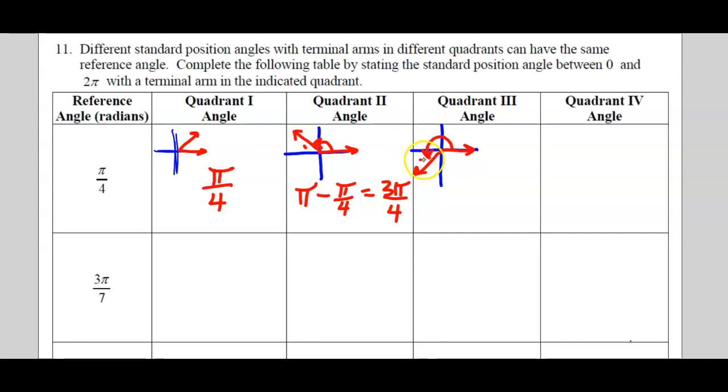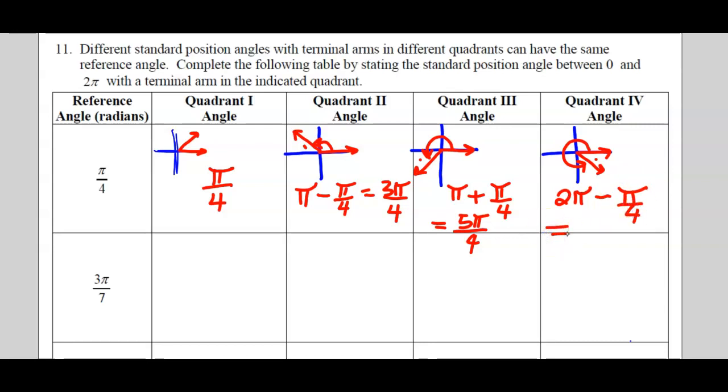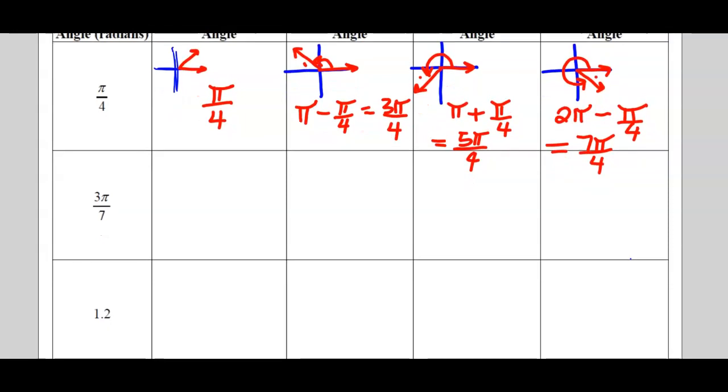So here, reference angle is pi over 4. Half a rotation is pi plus pi over 4. Common denominator of 4, that's going to be 5 pi over 4. 1 1/4 pi, right? Reference angle of pi over 4, so that's going to be 2 pi, complete rotation, minus the reference angle. Common denominator, that'll be 8 pi over 4 minus 1 pi over 4 is 7 pi over 4. Okay, so those are actually common ones you'll use because pi over 4 is a special angle.